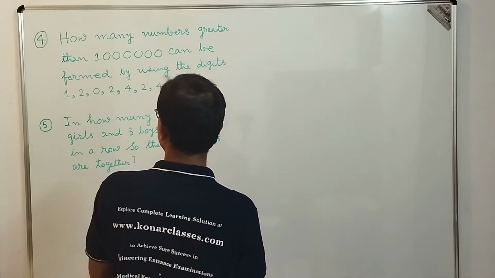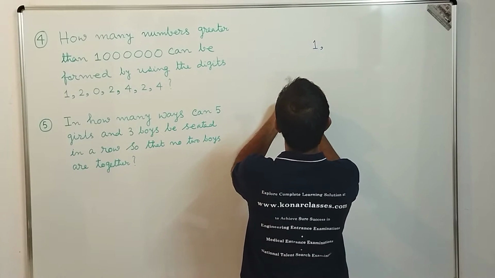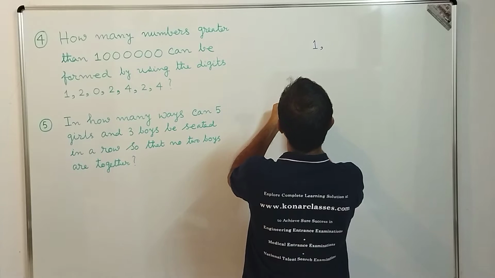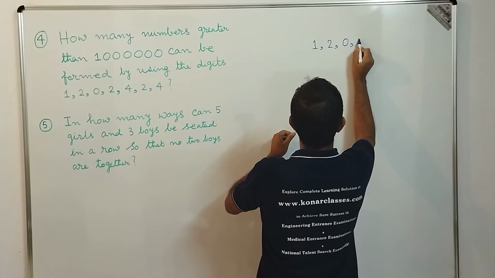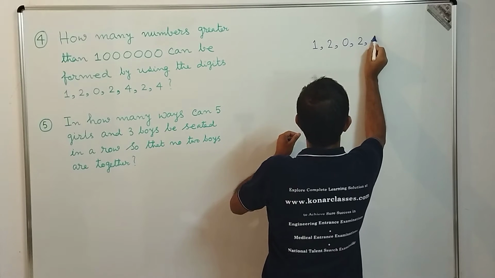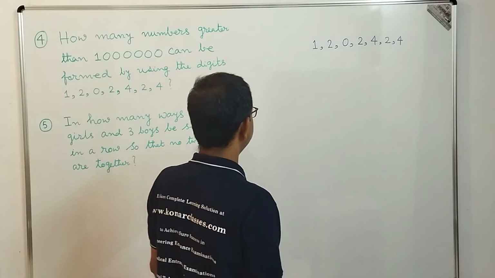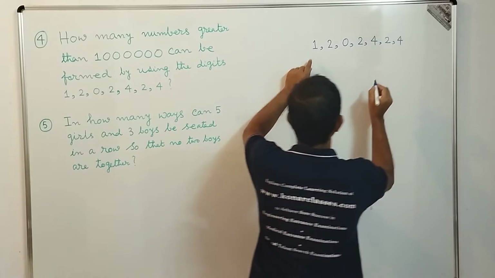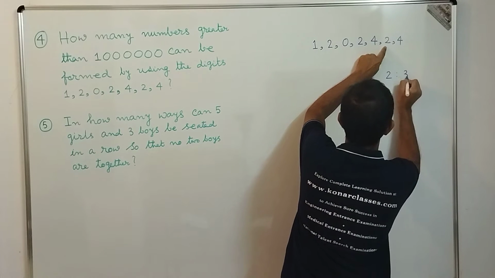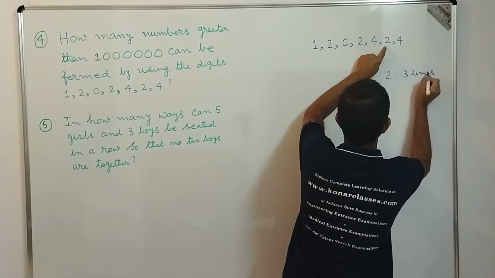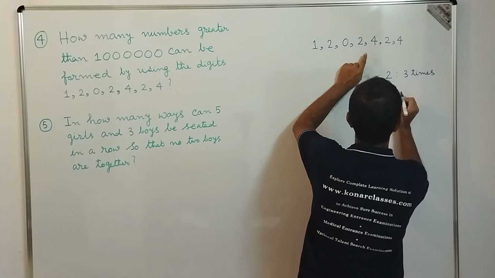What we have here are the digits 1, 2, 0, 2, 4, 2, 4. If we notice, it is 7 digits in which the digit 2 appeared how many times? 1, 2, 3 times. Three times, let me write it, so as not to confuse the digit with the number of times it appeared. And the digit 4 appeared 2 times.